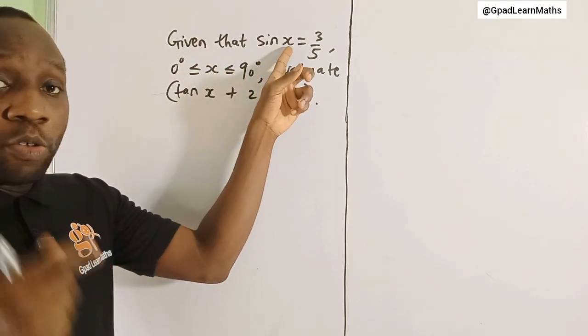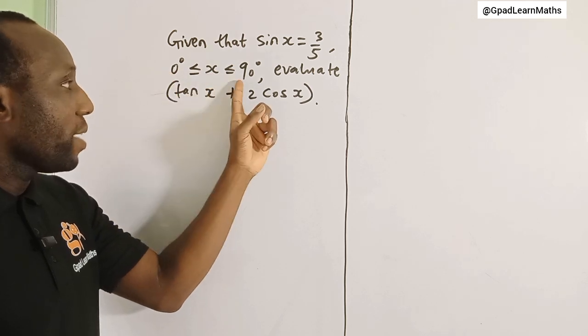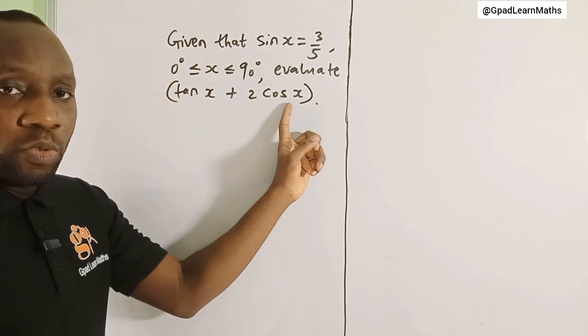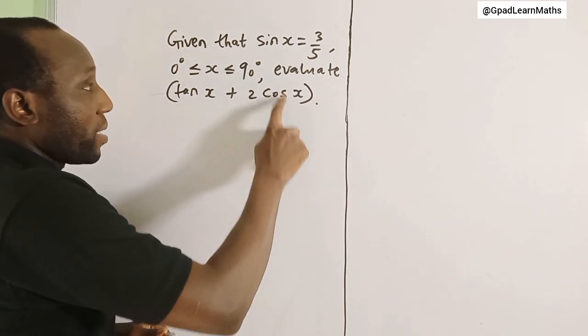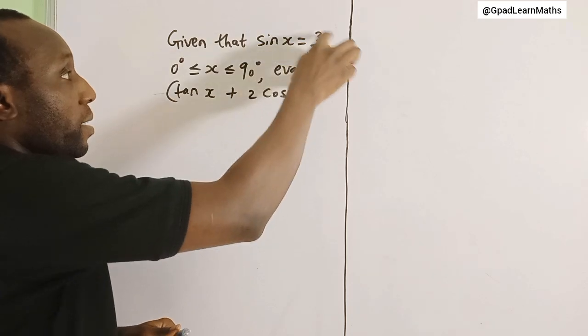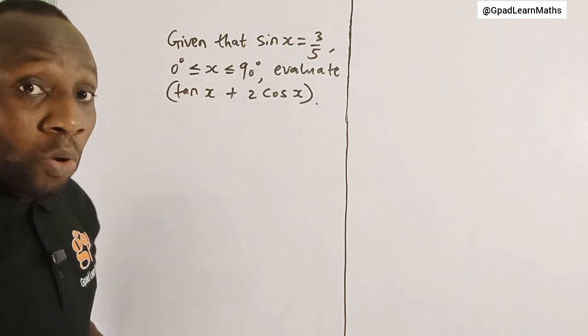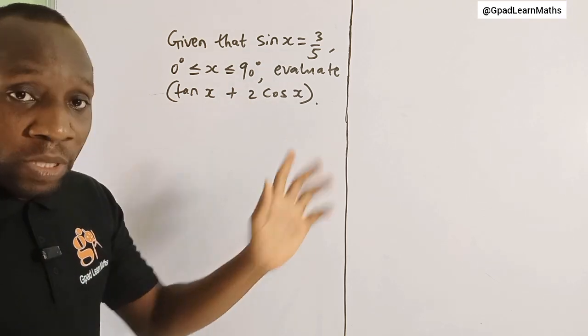Let's consider this question. Given that sine x is equal to 3 over 5, where x ranges from 0 to 90 degrees, evaluate tan x plus 2 cos x. Now we can actually get tan x and cos x if we create a right angle triangle from this trig ratio. Let's draw a right angle triangle. That will help us in getting tan x and cos x so we can evaluate this.